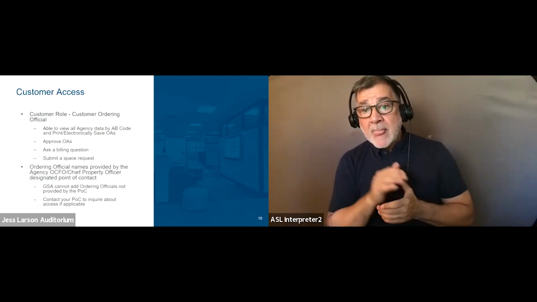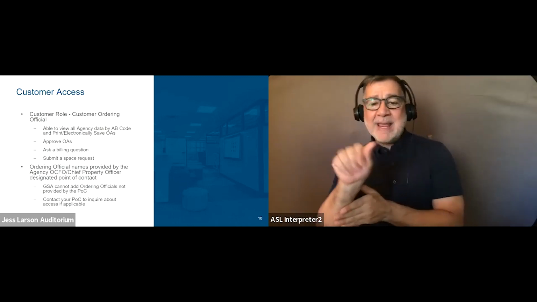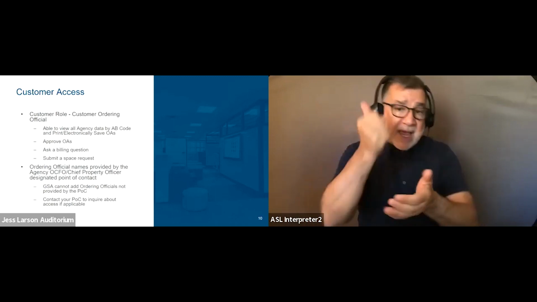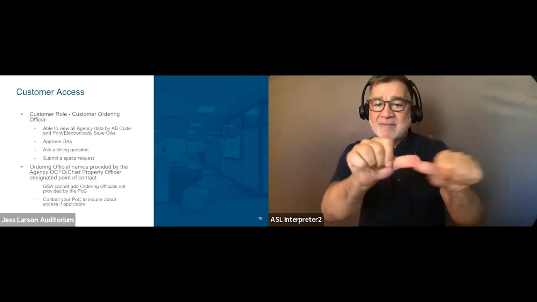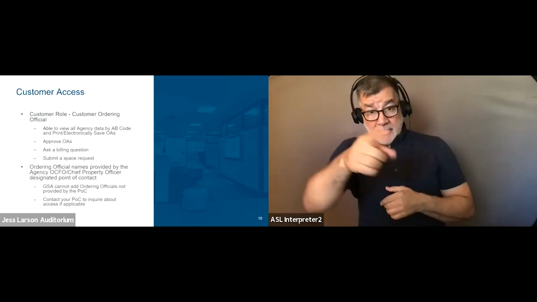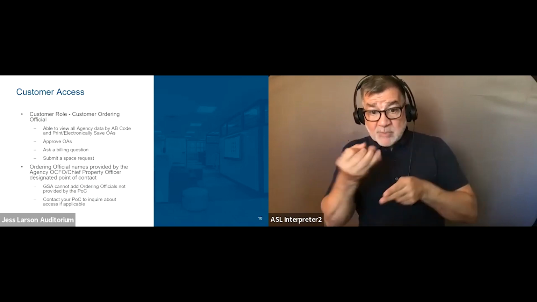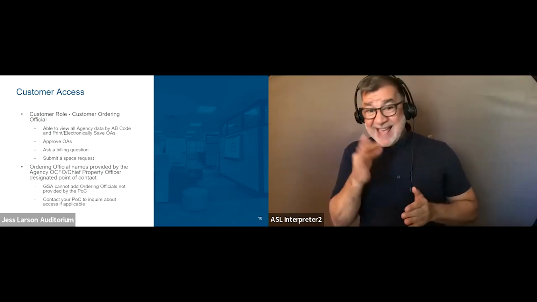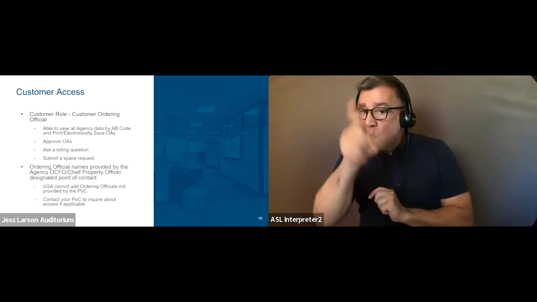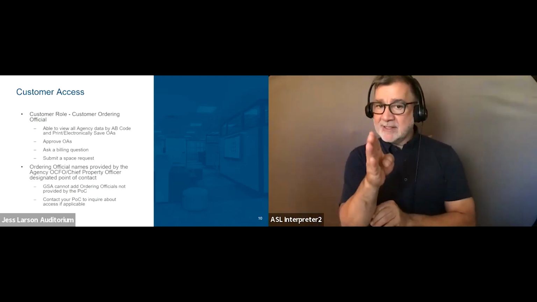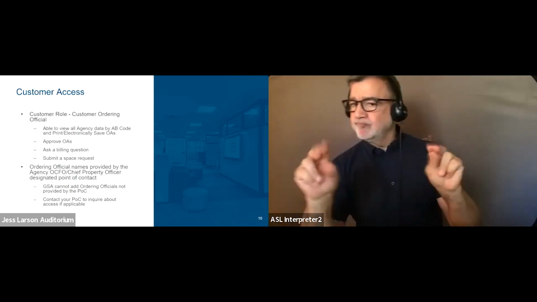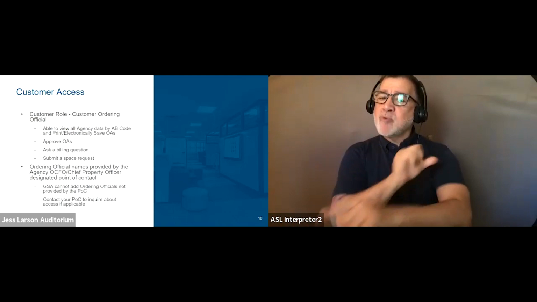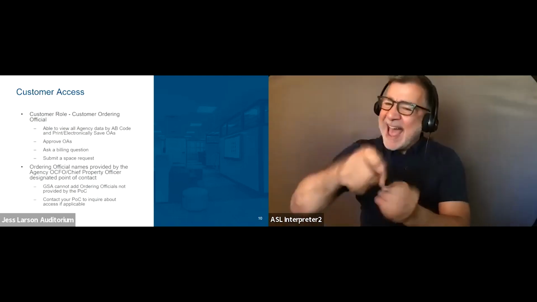So the access, you're going to see all your data by AB code. You can print them, you can save them, approve them, ask the billing questions, submit your release of space notice. You as our customers provided all the names to us on who those ordering officials are. So if we want to make a change, it has to come from you. We don't want just some point of contact in the agency saying, I want access, I'm an ordering official. It has to come from the appropriate level of authority from your organization, and we're counting on you to keep that clear so we keep those licenses controlled.